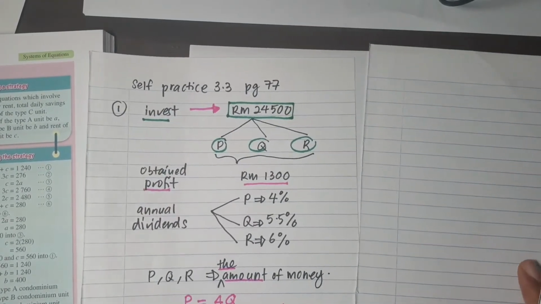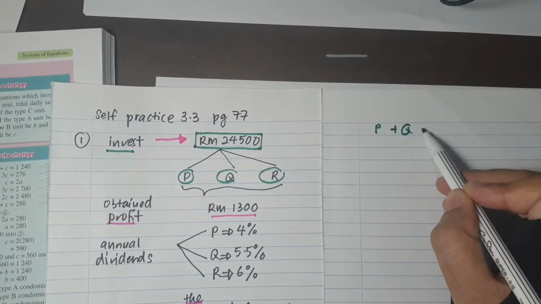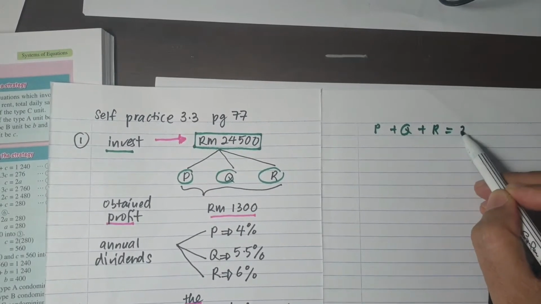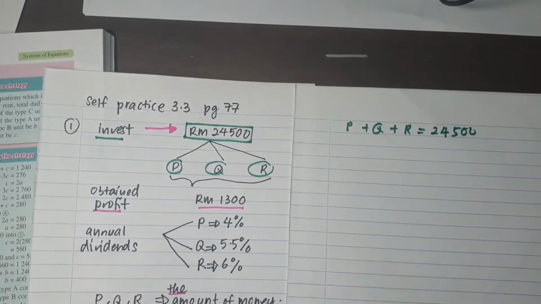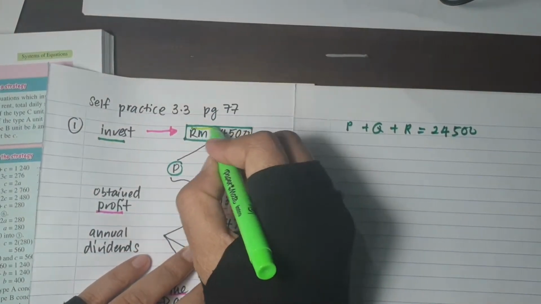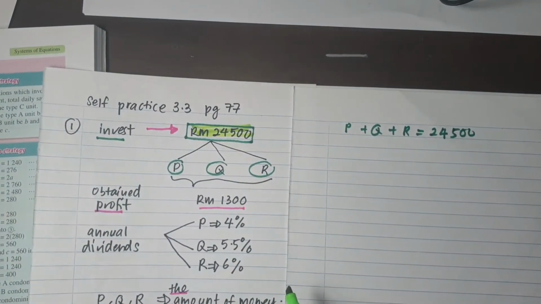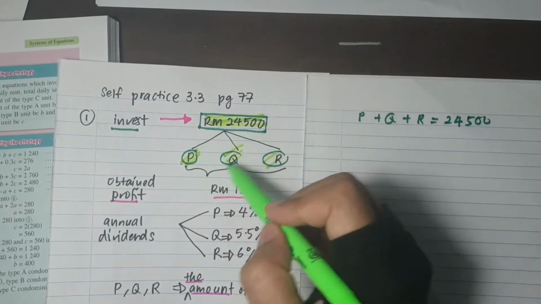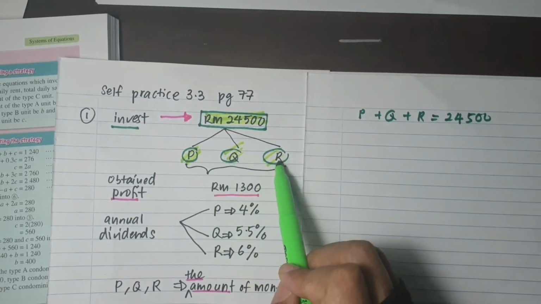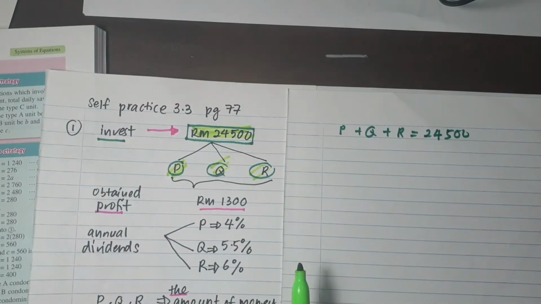So from this we can form an equation. Total money from account P, account Q and account R is 24,500. So done. That is the first information yang kita dapat daripada ayat ni. Daripada ayat dia invest 24,500 and then she divided the money into 3 different accounts, so total money from this account plus this account plus this account is 24,500. Next, the second equation. How to get the second equation?